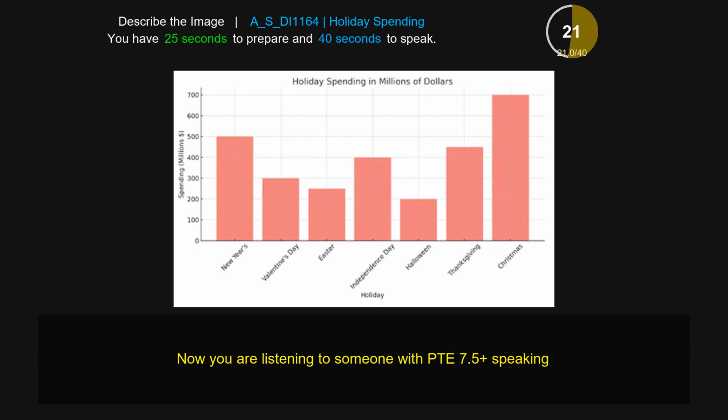On the other hand, the lowest number is Halloween, which is 200. As can be seen from the graph, the trend is fluctuating. In conclusion, the bar graph demonstrates information about holiday spending in millions of dollars.